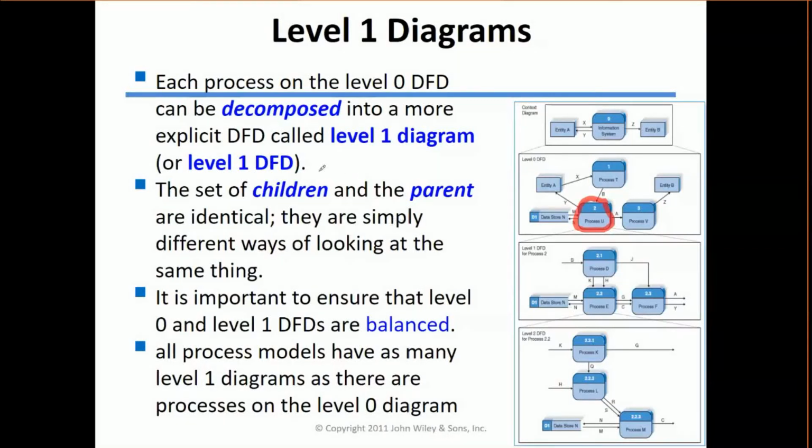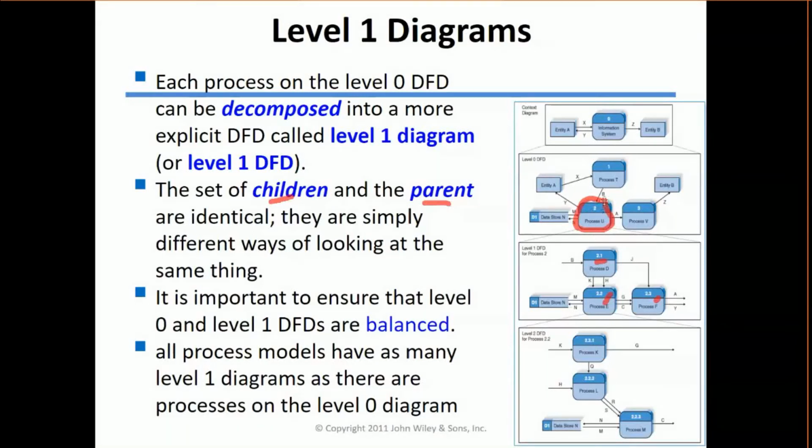And this is why it has a child and parent relationship. So this is the parent process, which is 2. Now we are dividing this parent process into subprocesses, and this is why its numbering starts 2.1, 2.2, 2.3. It shows that all these processes are actually children of process 2.